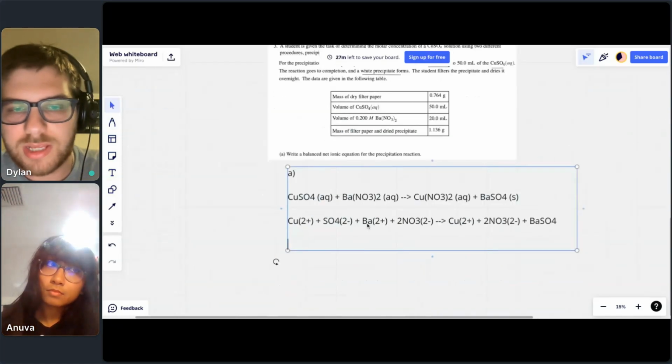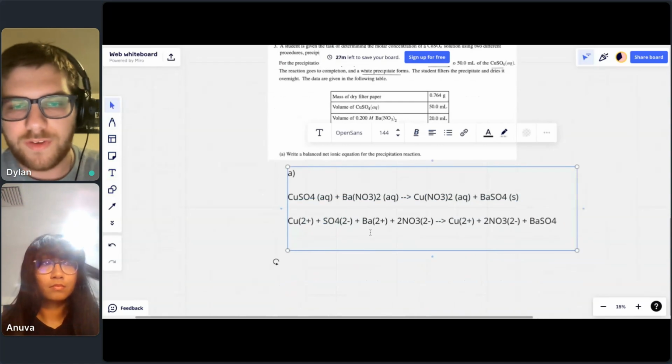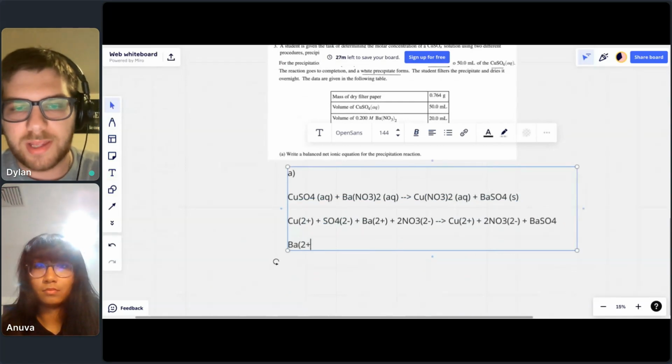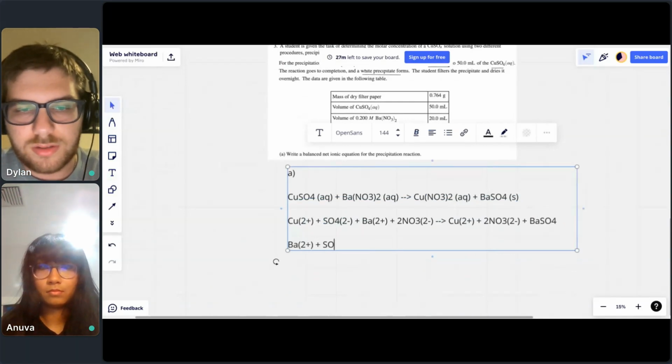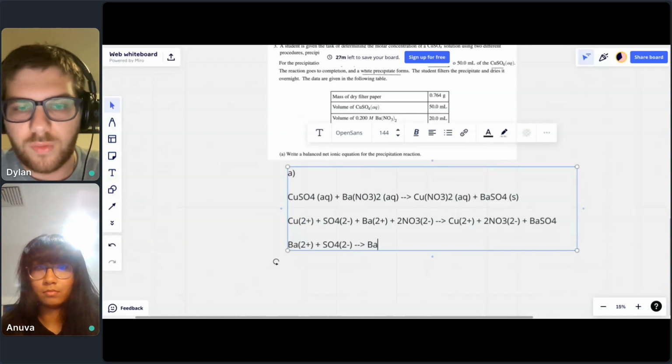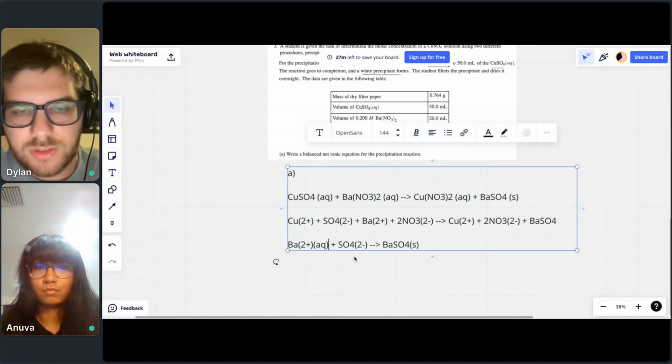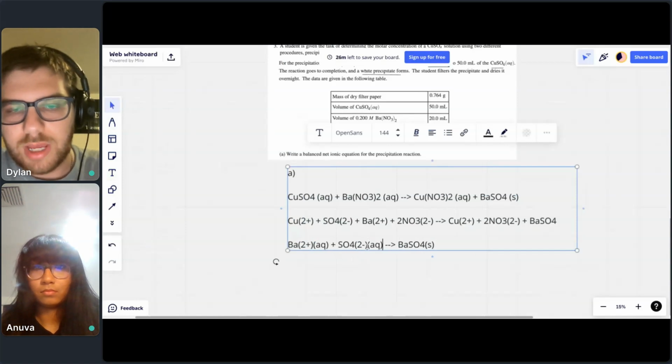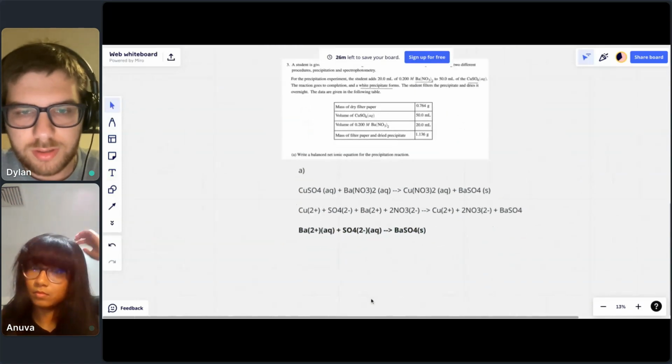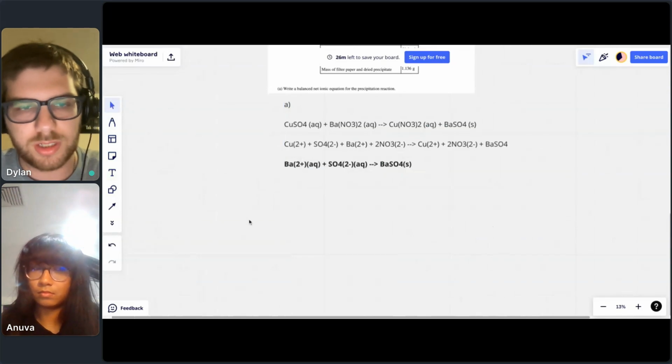So canceling out anything that's the same on both sides, we find a net ionic equation of barium 2 plus reacting with sulfate 2 minus to form barium sulfate solid. That will be our net ionic equation. So does everyone understand how we got there, or do we want to go over that again quickly?